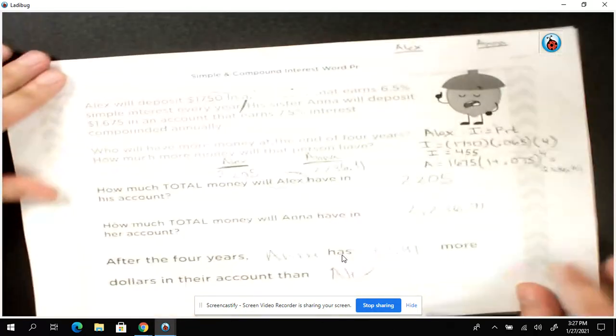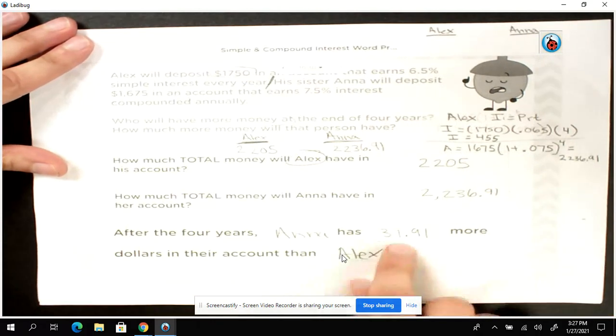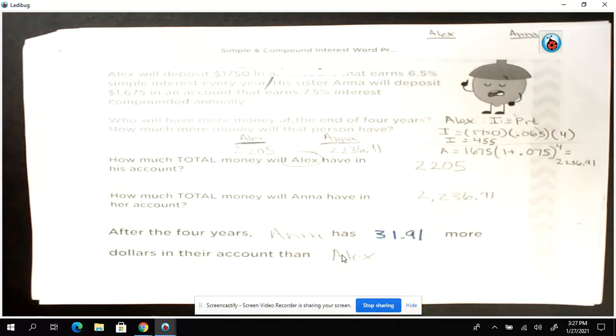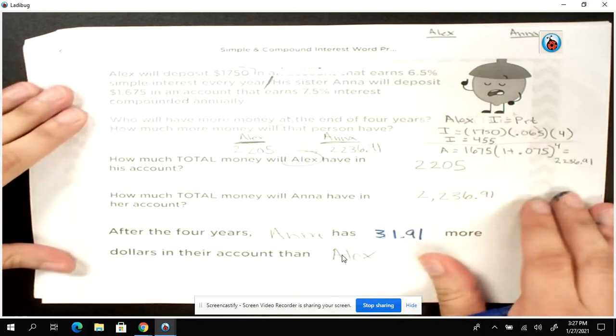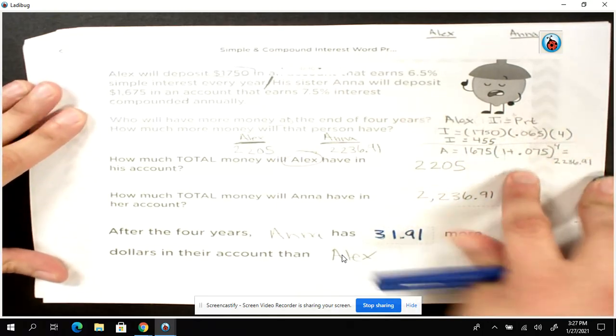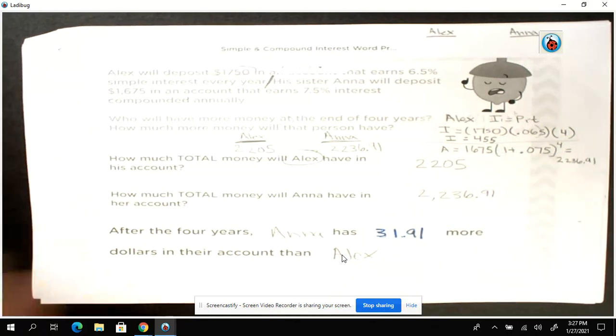All right, and here's number 10. You can pause the video. This is 31.99, kind of hard to see. 31.91, sorry, 31.91. So we're dealing with Alex and Anna. With Alex, you're doing simple. With Anna, same thing, same concept. You're using principal. All right, so that should be the end of that.